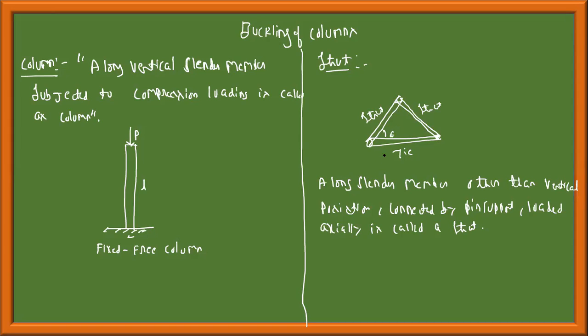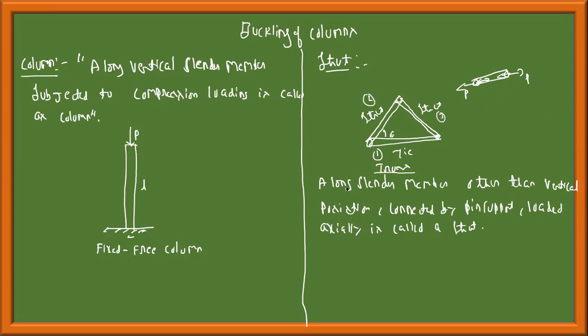This entire thing is called a truss. Whatever members one, two, three you are seeing, these three members form a truss. A bar can be subjected to a tensile loading like this, or a compressive loading like this. There are only two cases, either tension or compression. A bar is not meant for withstanding bending loads.